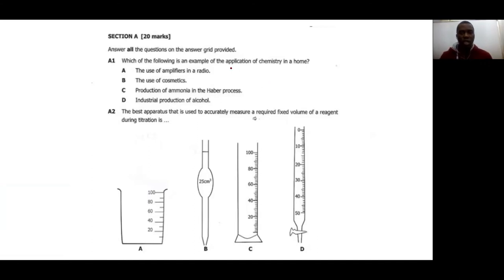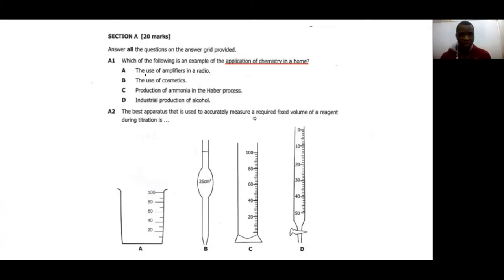So the keyword here is application of chemistry in a home. Now, chemistry is applicable in almost everything that we do in life, but in this particular situation, they want the application of chemistry in a home. So basically, we want to look at the things that we do in a home and which ones are chemistry. So basically, anything that involves reactions, anything that involves chemicals is found in the home. Okay, let's look at the choices that we have.